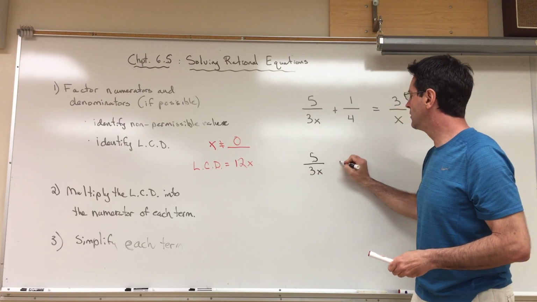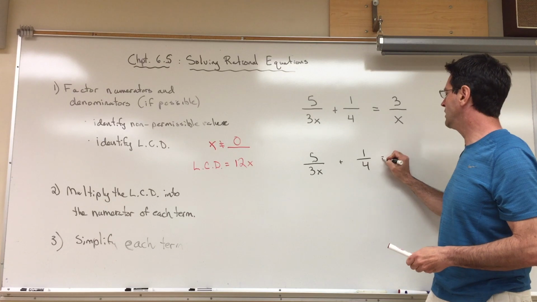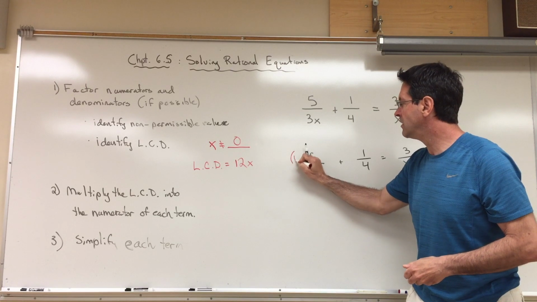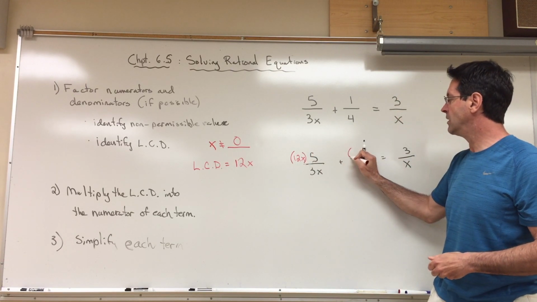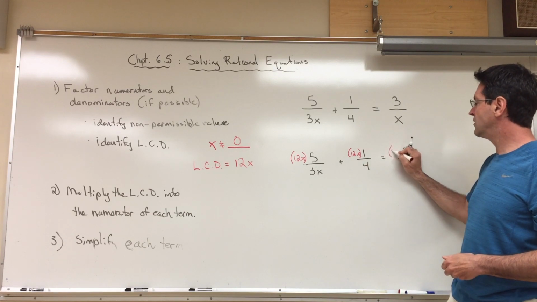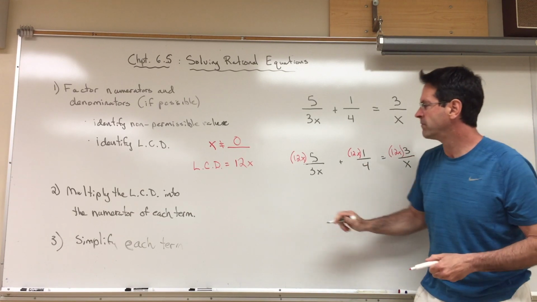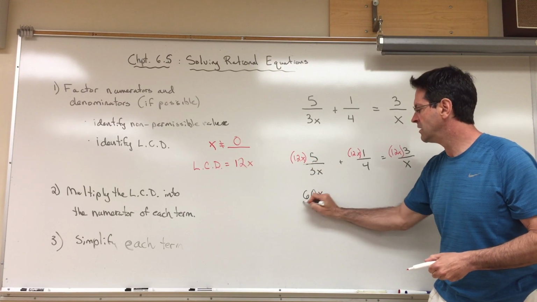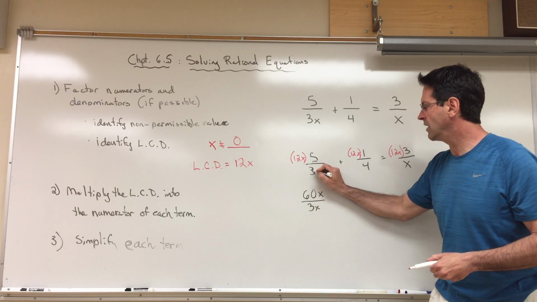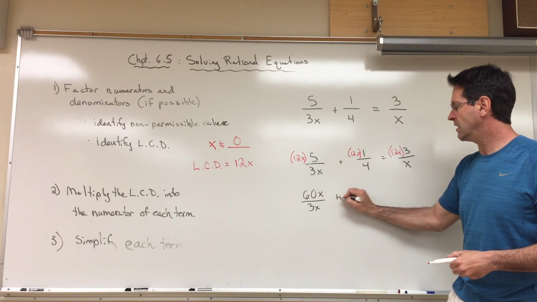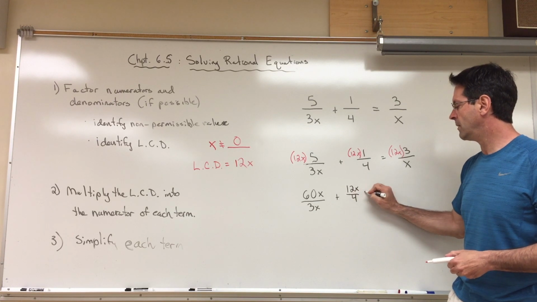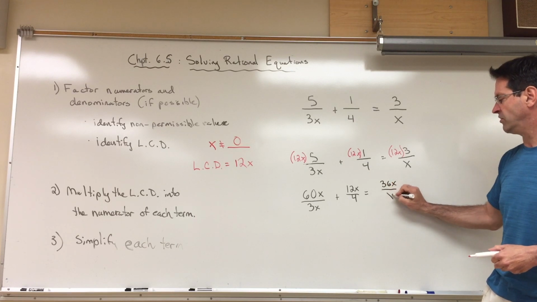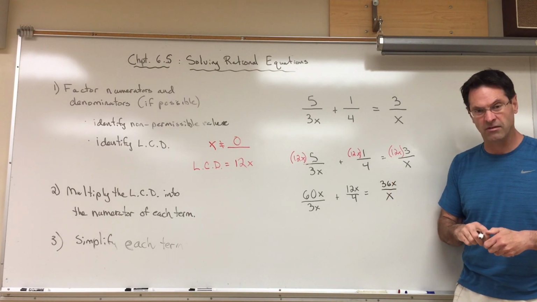So I'll rewrite this. 5 over 3x plus 1 over 4 equals 3 over x. Now we're going to multiply that into the numerator of each term. 12x. So help me out. What's 12x times 5? That's 60x, all over 3x. 12x times 1. That's 12x, over 4. And 12x times 3. That's 36x, over x. We just multiplied into the numerator, just like we did in the earlier example here.